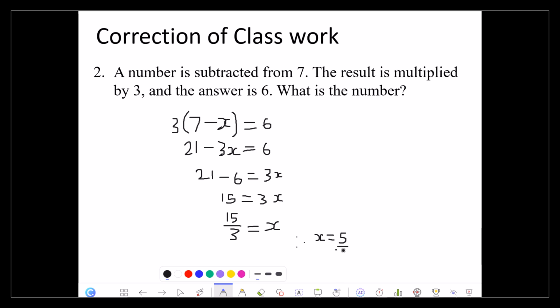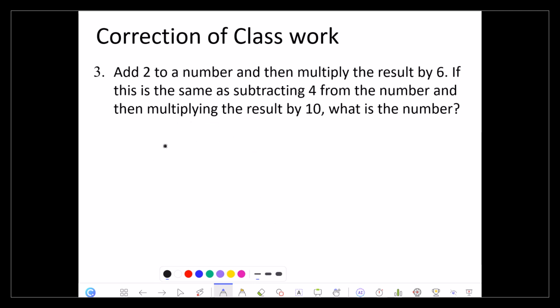So this is the answer to the second question. Let's go to the third one and see. Now, looking at this third one, read it step by step, you will also understand it. It says add 2 to a number. That means you take 2, add it to a number. Let's call the number y. Let the number be y.